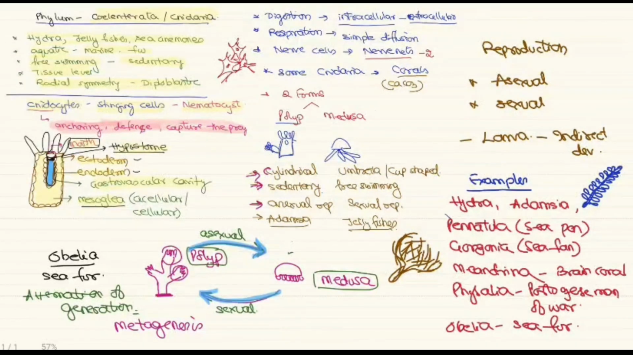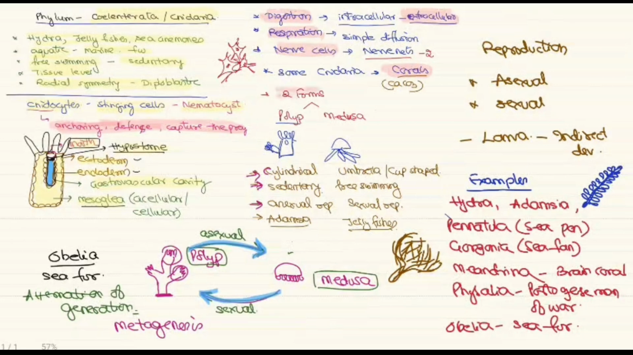Coming to the systems, digestion, both extracellular and intracellular. First time we have seen development of extracellular, moving towards the higher form. Respiration by simple diffusion method, excretion by simple diffusion method. First time we can see development of the nerve cells in the form of nerve nets. Some cnidarians can form a calcium carbonate exoskeleton called as the corals.